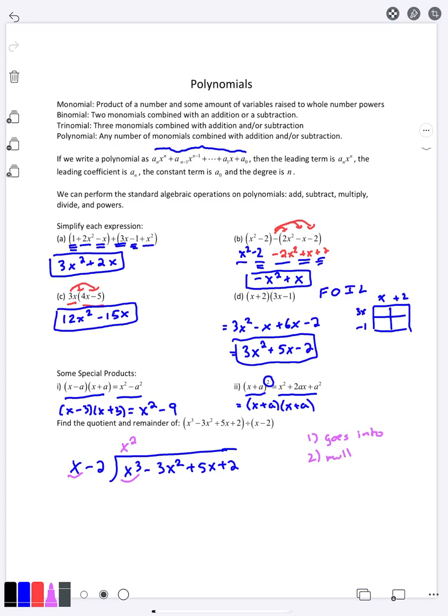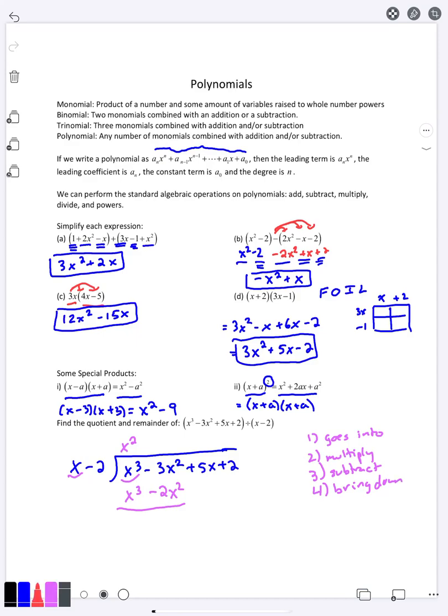Next one is going to be the multiply stage. So I take that x squared and multiply by everything in the front. X squared times x is x cubed. X squared times minus 2 is a minus 2x squared. Stage 3 is going to be subtract. And before I do that, stage 4 is going to be bring down. Those are our 4 stages here.